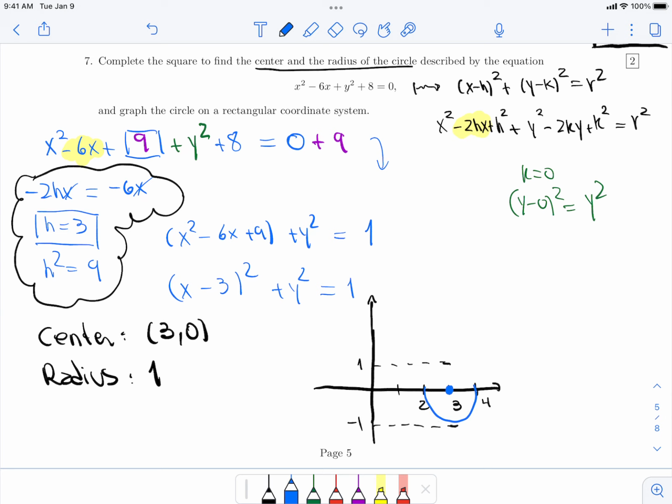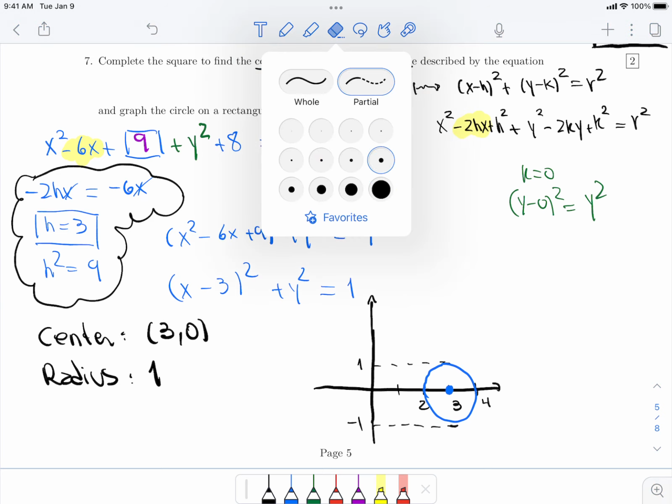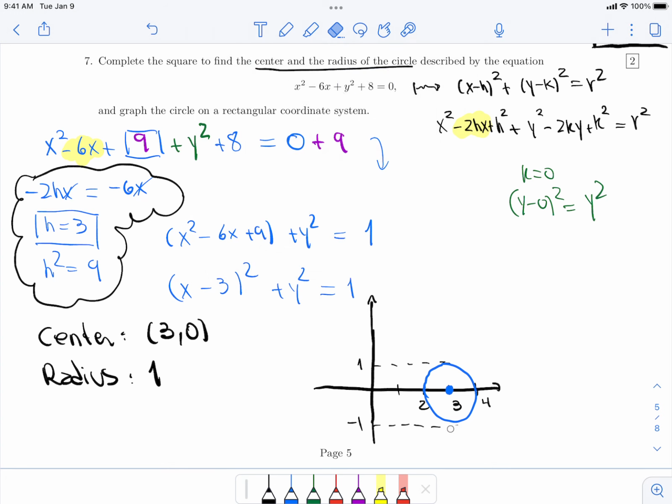If you want your picture to look nice, you want to draw your circle first and then make those markings I made. And make sure that first your picture looks like a circle and then that it goes through the points you want it to go through. So like that. So that's it. That's a graph of a circle.